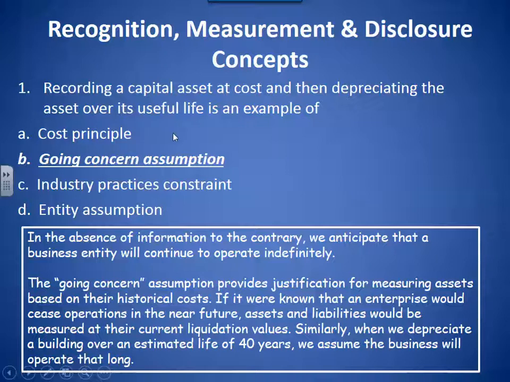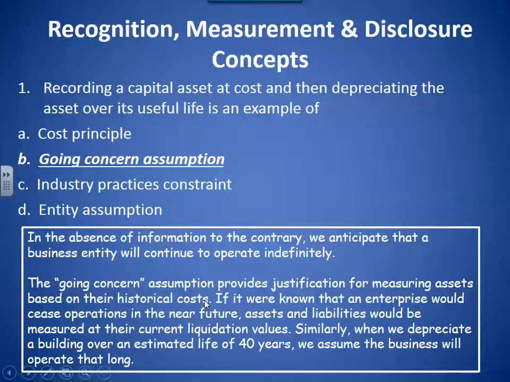Okay, number 1, recording a capital asset at cost and then depreciating the asset over its useful life is an example of, and as we talked about in the lecture part of the video here, B, going concern assumption. So in the absence of information to the contrary, we assume as accountants, when we're accounting for the entity, that the business entity will continue to operate indefinitely. And the going concern assumption provides us with a justification for measuring assets based upon their historical costs.